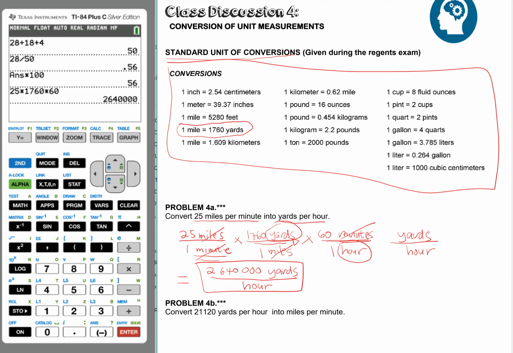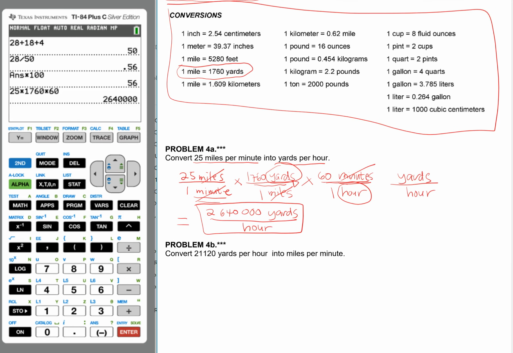Okay, the next one is converting 21,120 yards per hour. So we have 21,120 yards per hour. It should be 1 hour. Your goal here is to convert this, yards per hour, to miles per minute. So this is now miles per minute. Let's start with yards to miles.